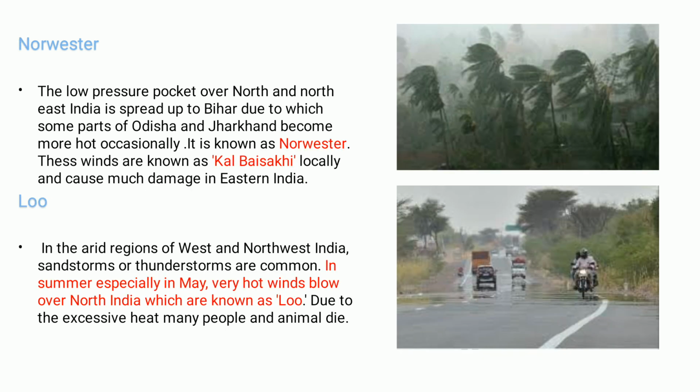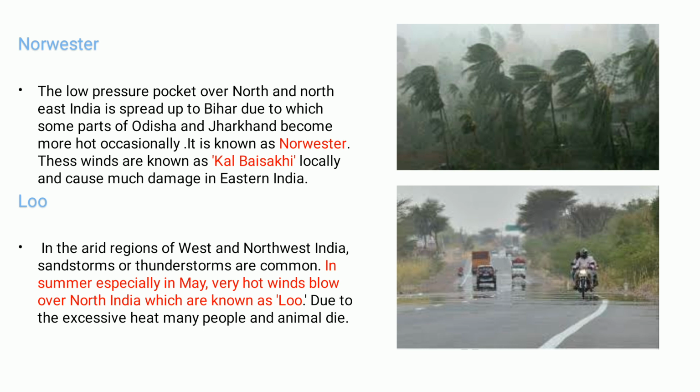Would you like to know about the nor'wester? The low pressure pocket over north and northeast India spreads up to Bihar, due to which some parts of Odisha and Jharkhand become more hot occasionally, which is known as nor'wester. And locally these winds are known as Kal Baishakhi, as they are very hot and cause much damage in eastern India.